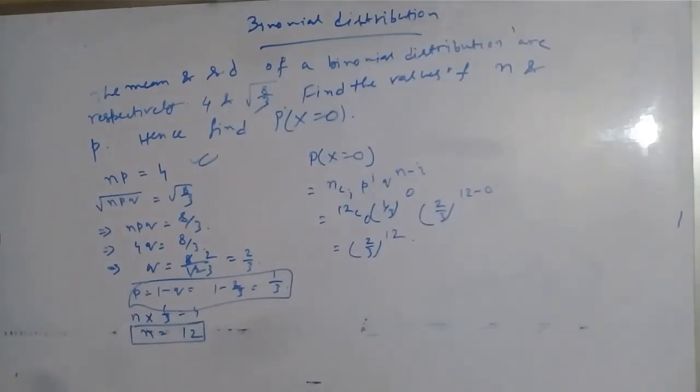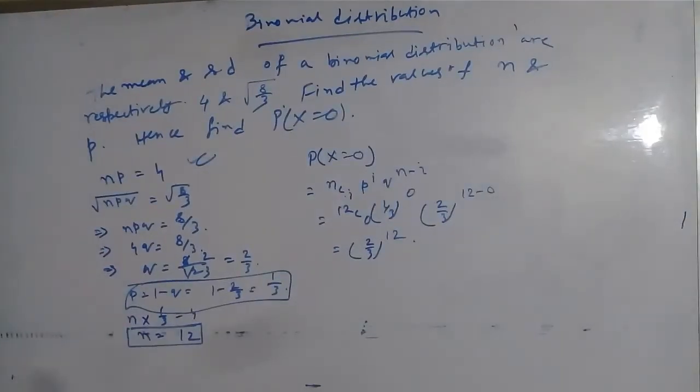So this was a very simple problem for binomial distribution. Now I will go to the second problem of binomial distribution.